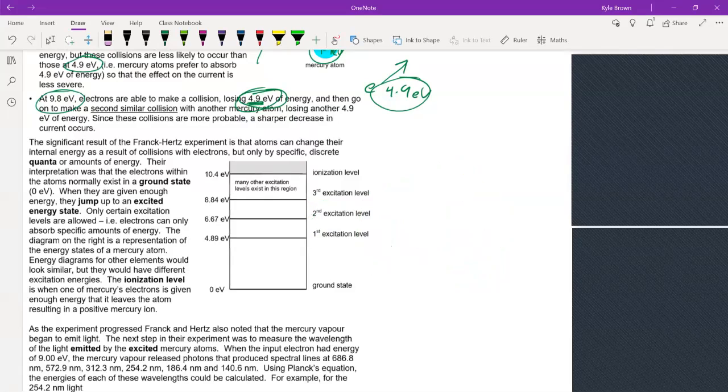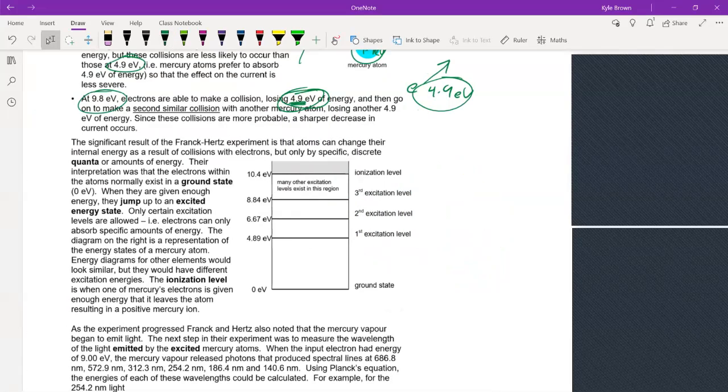So here's the idea, though: we get an electron that bumps into this thing. Actually, I have a good picture below. But anyway, if you end up giving this thing enough energy, at 10.4, that's actually called the ionization level. And ionization means the amount of energy required to strip the electron from it.